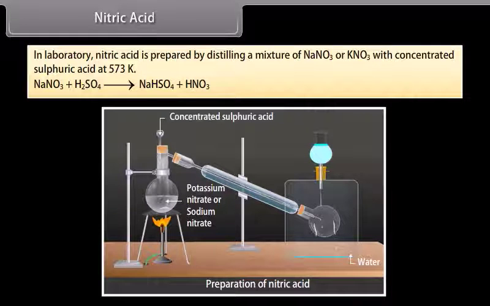For example, conversion of milk into curd by lactobacilli enzyme present in curd.